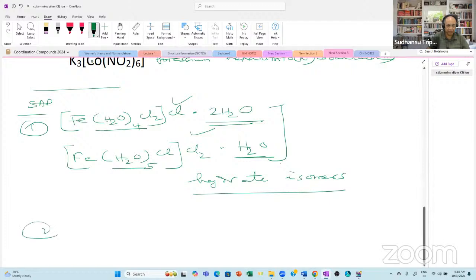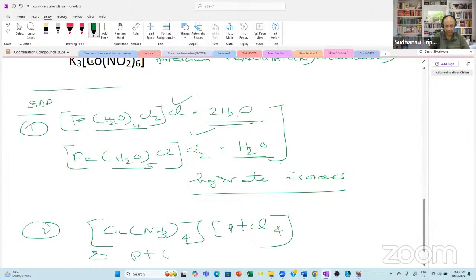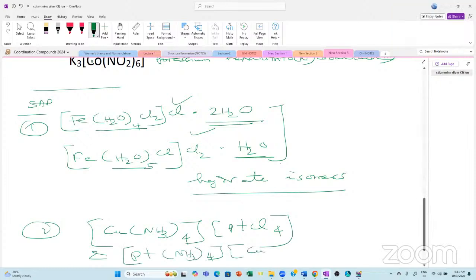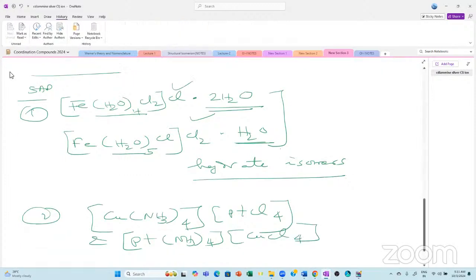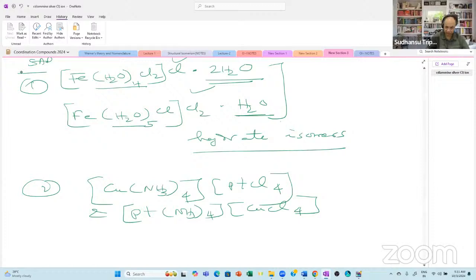And tell me, which isomers are these? Coordination isomers. These are coordination isomers.